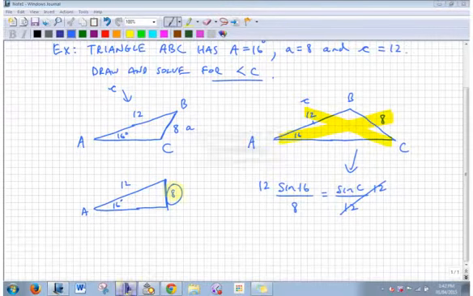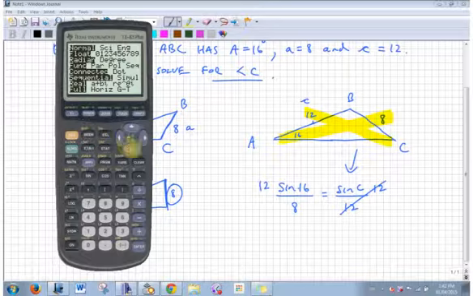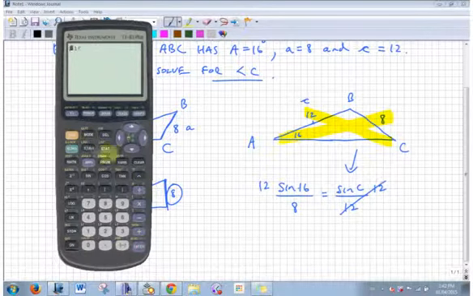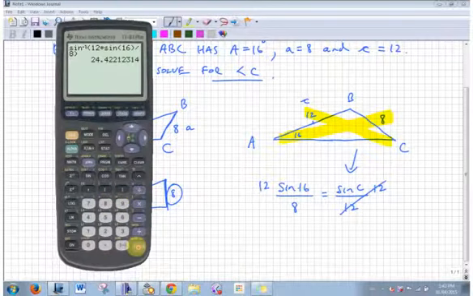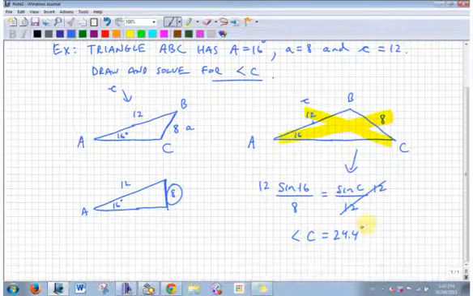So angle C is, once you're in degrees, the inverse sine of all that stuff, which is 24.4 degrees. So angle C, this tells me it's 24.4.